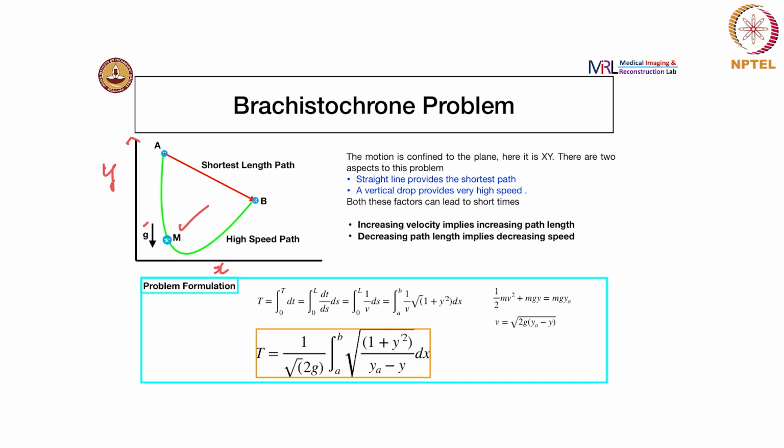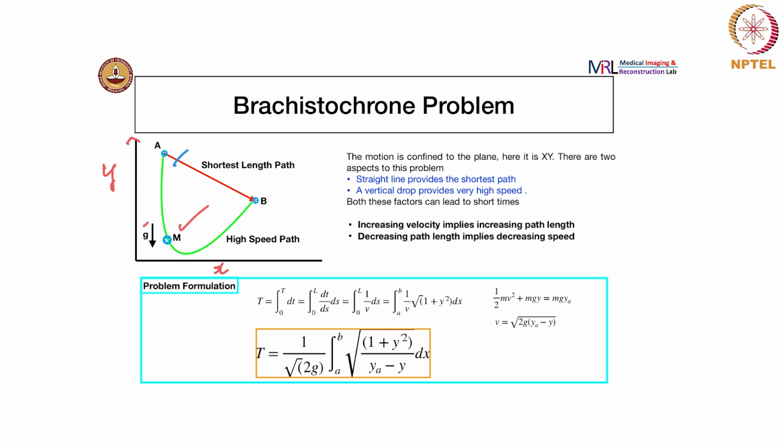If you look at it intuitively, you would immediately say, let's choose the shortest path. The shortest path is the straight line between A and B. That's what is given here. This is the straight line. So ideally, you would think the shortest, straight line path would give you the least time.